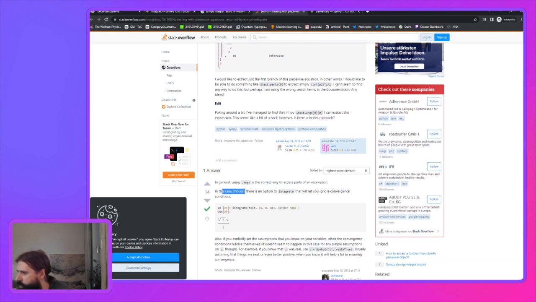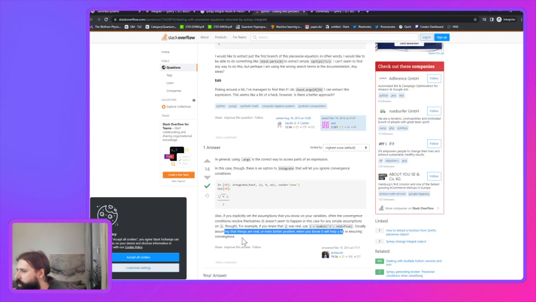In this case, though, there's an option to integrate that will let you ignore convergence conditions, conds none. Also, if you explicitly set the assumptions that you know on your variables, often the convergence conditions resolve themselves. It doesn't seem to happen in this case for any simple assumptions on z, though. If you knew that z was real, or even better positive, it will help a lot in ensuring convergence.